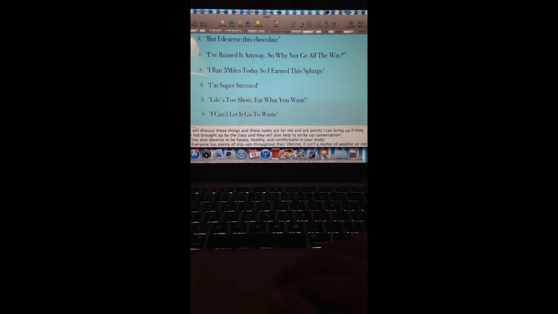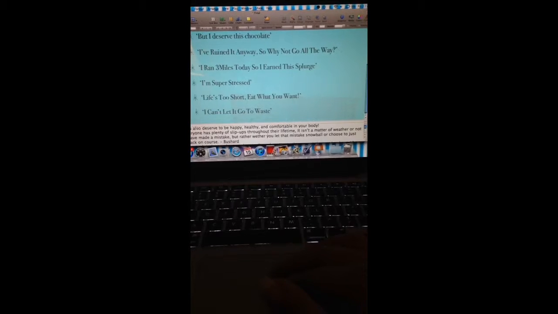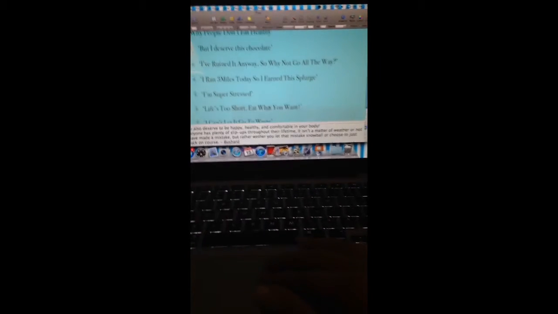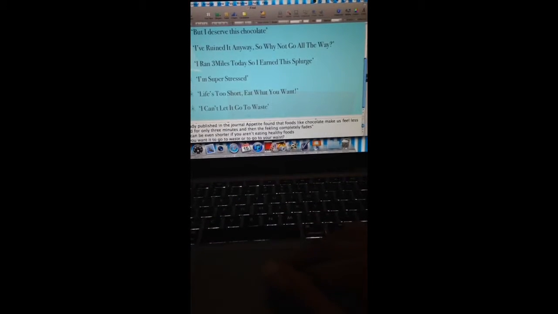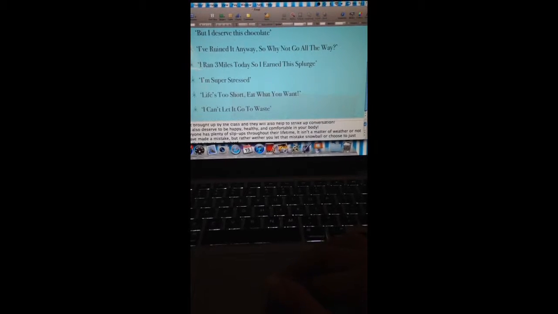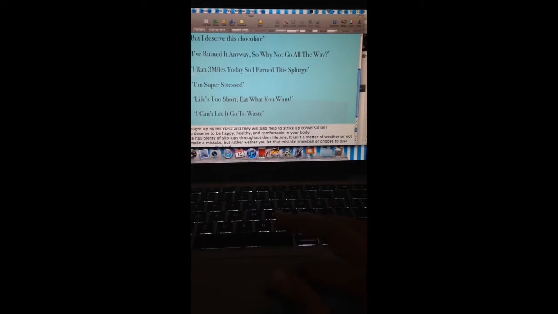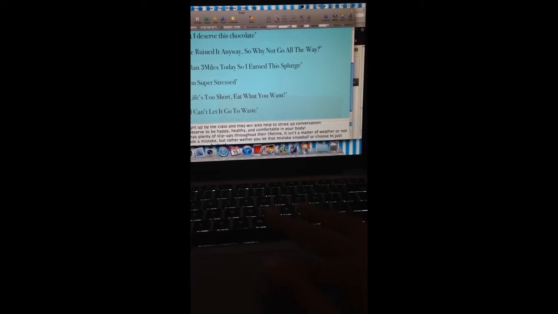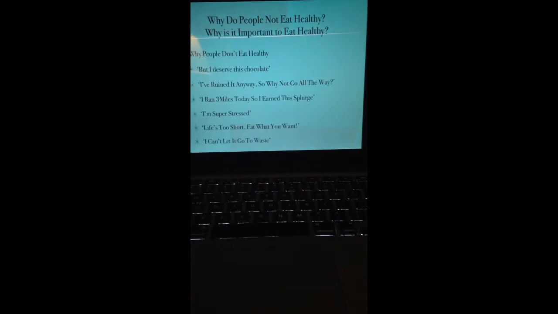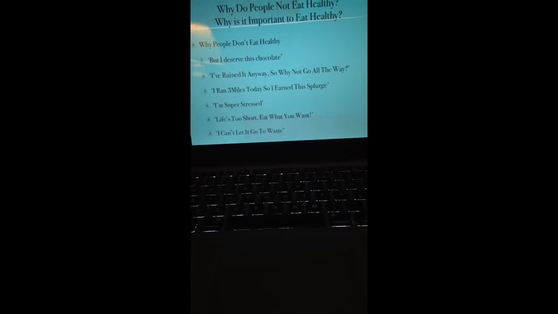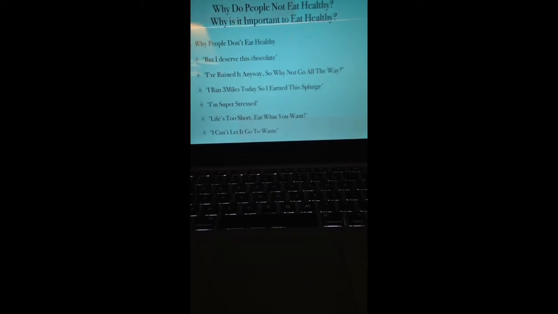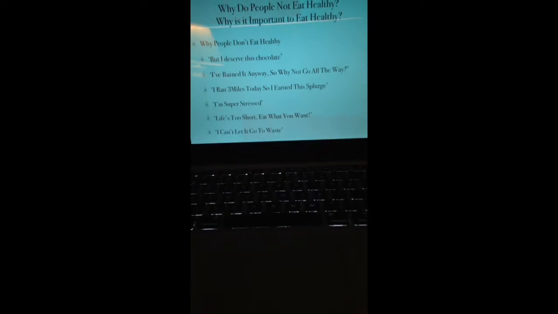I also have presenter notes on this slide of reasons why these aren't valid, or why you shouldn't think like this for each excuse that I have listed. For the first one, for example, "But I deserve this chocolate." You also deserve to be happy, healthy, and comfortable in your body, which that chocolate will not give you. With this, I would want the students to discuss what excuses they have heard from other people that maybe are overweight or obese, and what excuses they give themselves, even if they aren't overweight.